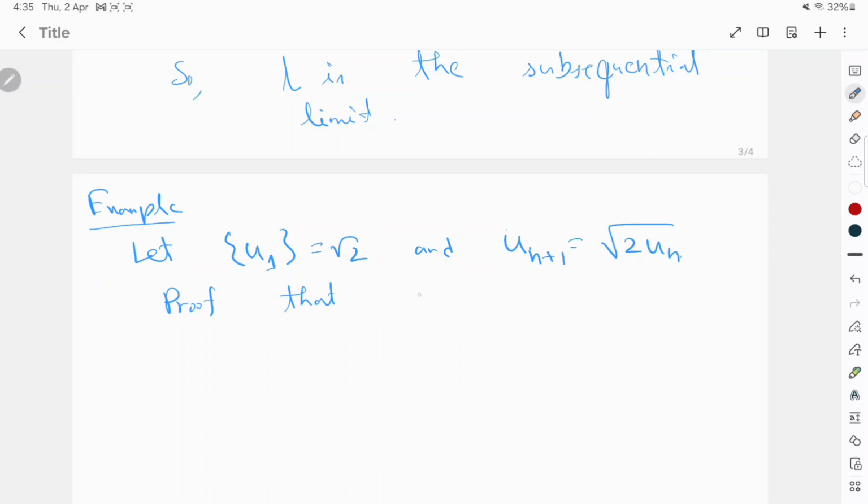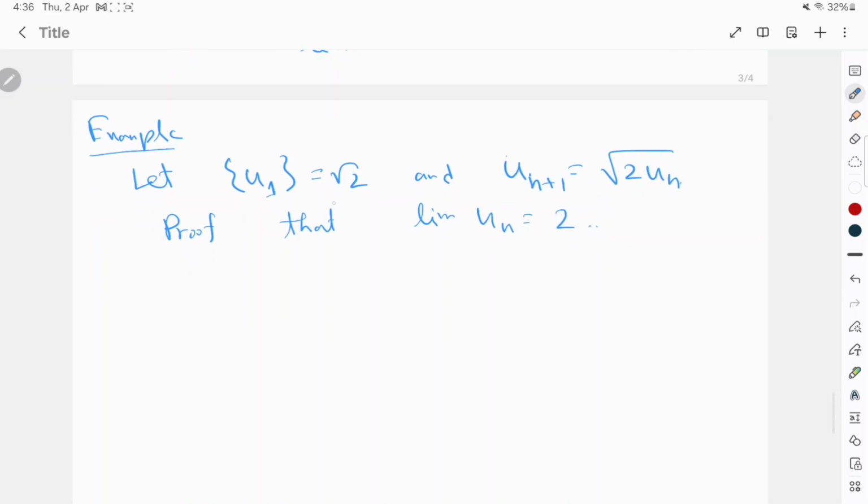that the limit of un will be 2. So how does this sequence look? You see the first element is √2. Can you say what will be the next element? If you try to find u2, you see 2 times u1, right? So that is basically √(2√2). What is the next element? In this way you have the next element.